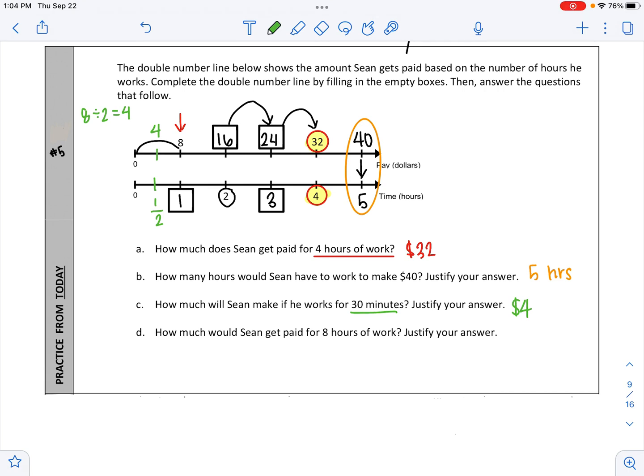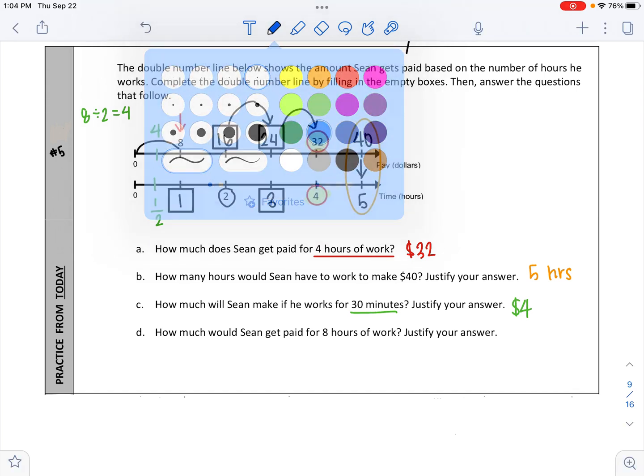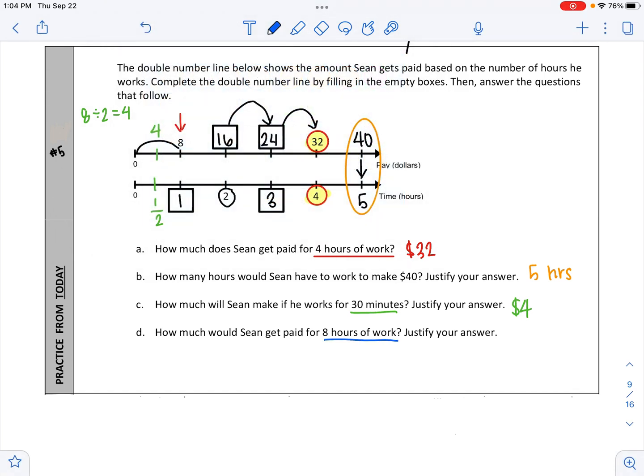Finally, question D says, how much would Sean get paid for 8 hours of work? Justify your answer. We could continue the number line until we see 8 hours. I can keep counting by eights on top. So 48, 56, 64, and continue counting by ones on bottom. I would see that in 8 hours, Sean makes $64.